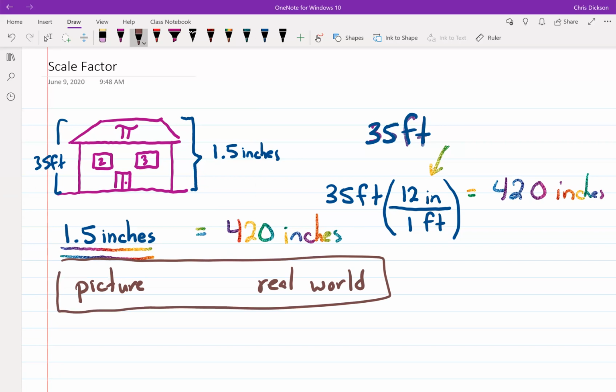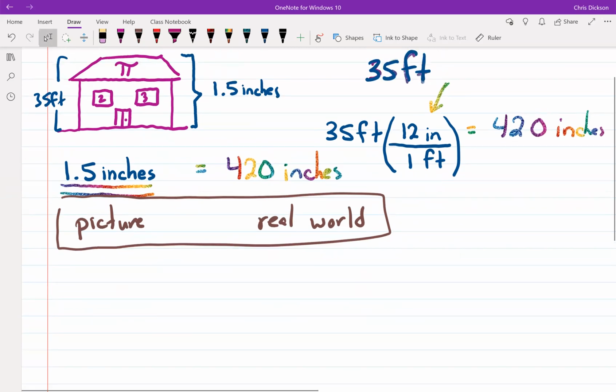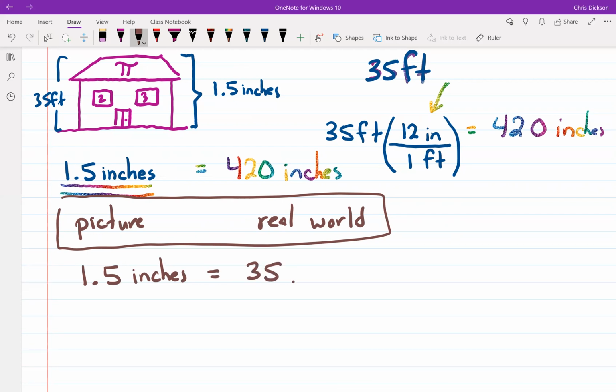So that's the connection here in the diagram. 1.5 inches is the same as 420 inches. But sometimes people will say the scale factor is so many inches to a foot. So another way of representing this is that you could say 1.5 inches, that's in the picture, is equal to 35 feet in the real world.